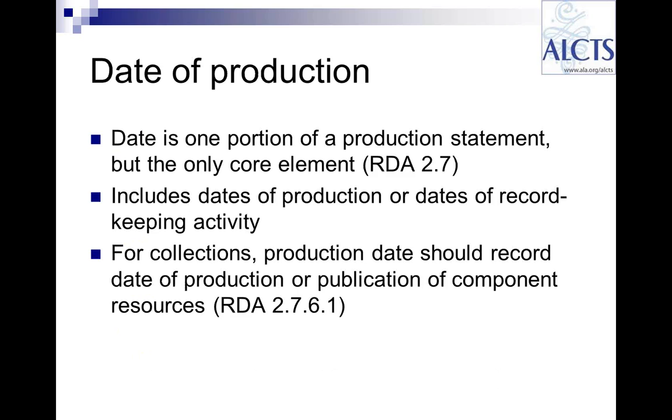The next element is date of production. RDA includes production date as part of 2.7, as part of the production statement. However, of the three elements that make up the production statement, only the date of production is required. The other two components of that are optional and may be useful to be recorded for an individual manuscript, but again, for archival materials would be less common to use.